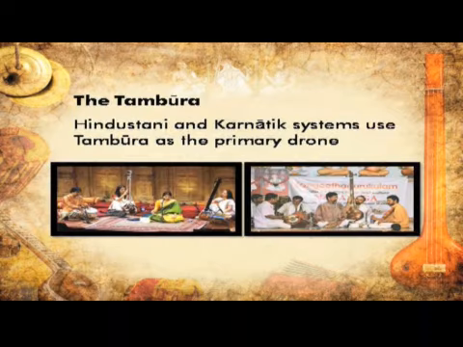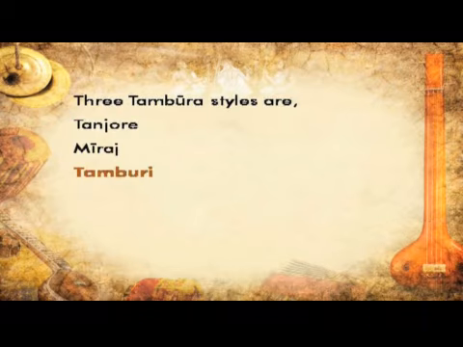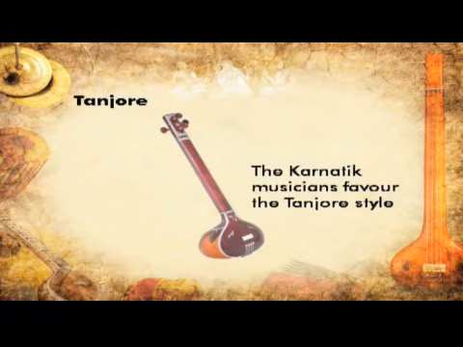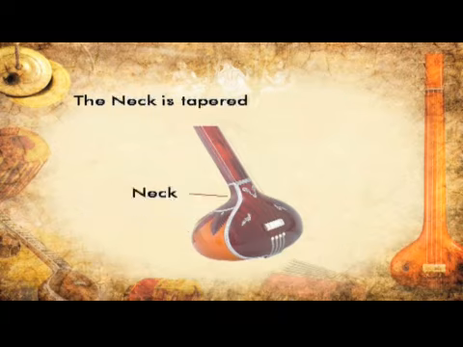The tambura. In both Hindustani and Carnatic systems of music, the drone is primarily played on the tambura. The three tambura styles are Tanjavur, Miraj, and the Tamburi. The Carnatic musicians of southern India favor the Tanjavur style. The resonator is made of wood and the neck is tapered.